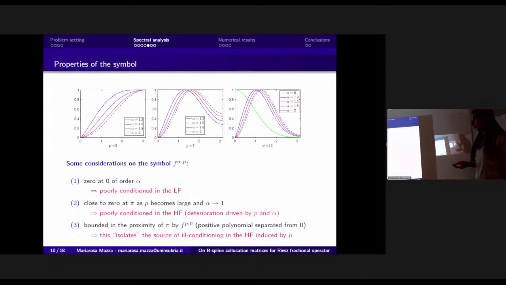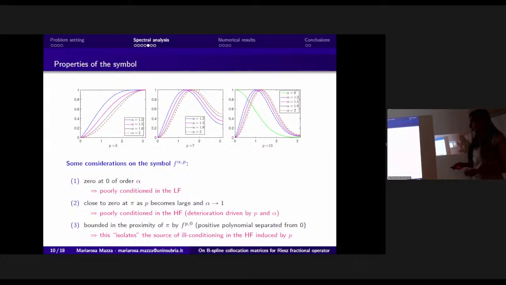These three pictures represent the symbol, increasing p and varying alpha, and they clearly show the properties that we have proven analytically. That is, the symbol has a zero at the origin, whose order is alpha. That the symbol has a decay at pi, and that this decay goes faster for alpha that tends to 1. And finally, that the symbol can be bounded in the proximity of pi by the symbol with alpha equal to 0, which is simply a positive polynomial that is separated from 0.